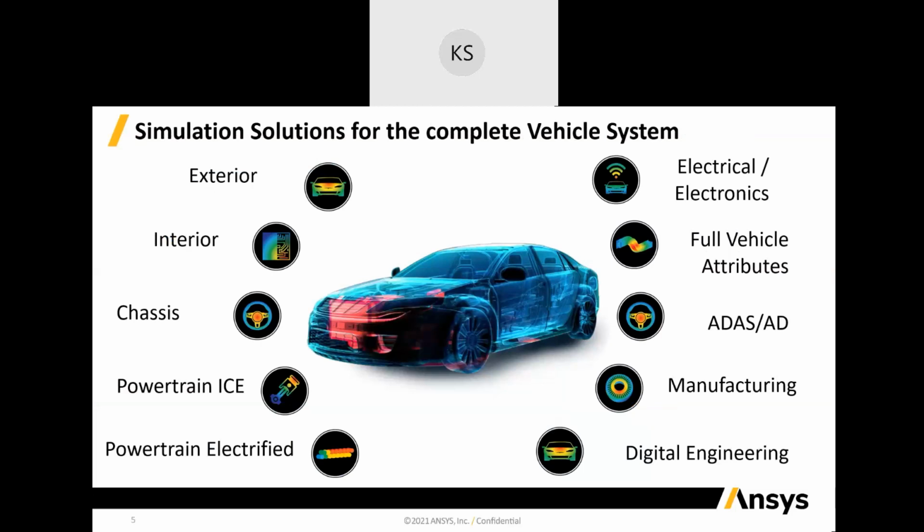So what are the fields where simulations can help in automotive design? First of all, the exterior. When you talk about the movement of the car, we always try to reduce or minimize the resistance.